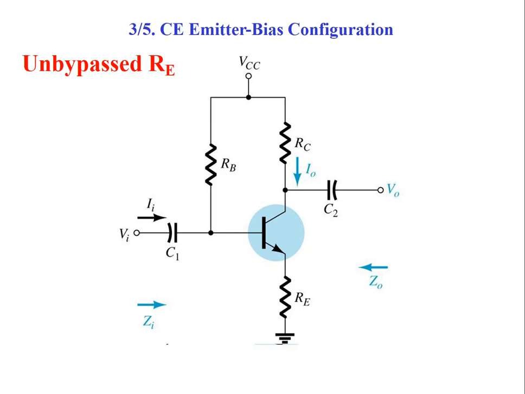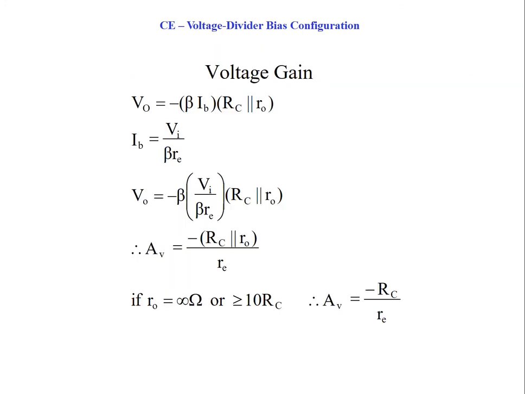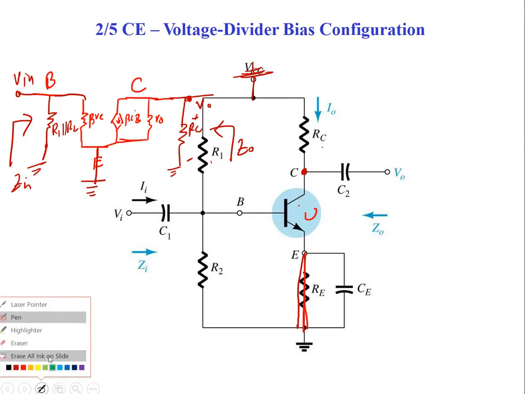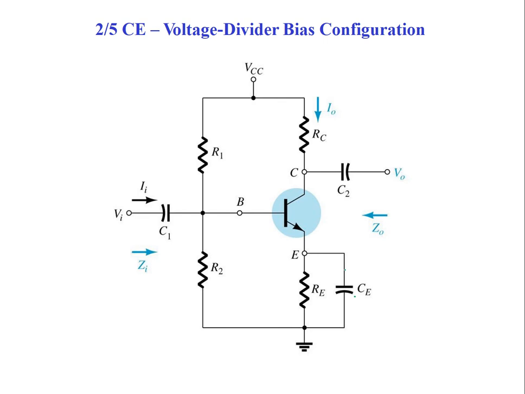The next case is the common emitter configuration with unbypassed RE. So here, look, there was a capacitor here, and when this capacitor becomes a short circuit, due to this short circuit this RE is gone, or it's bypassed.